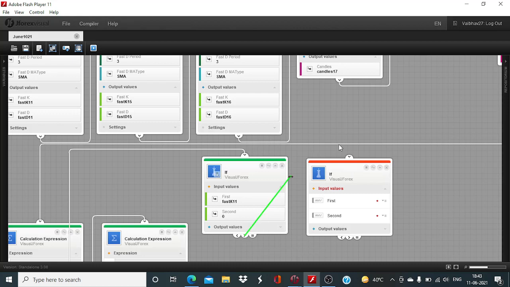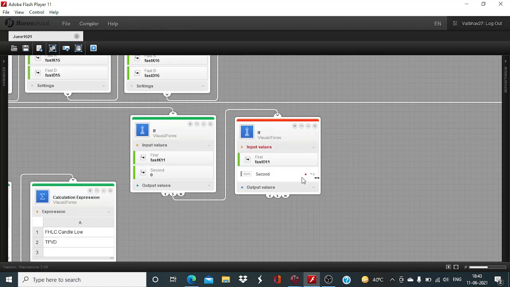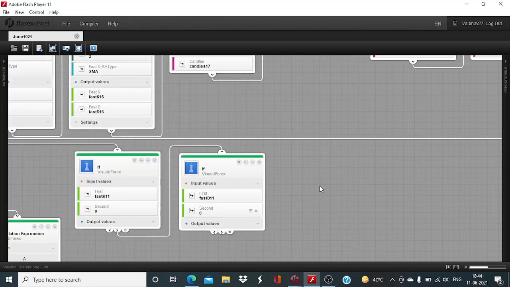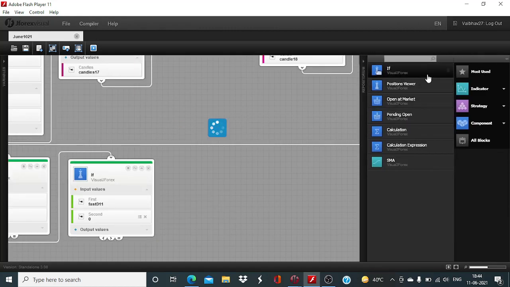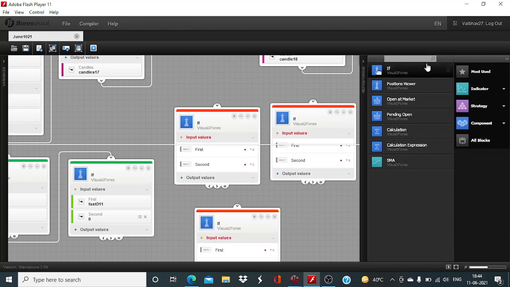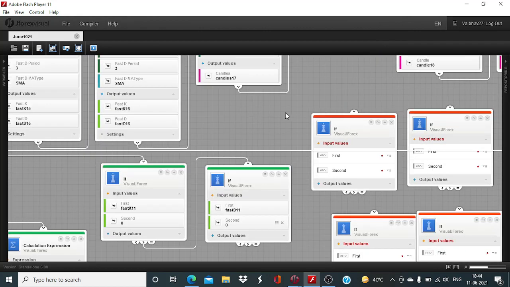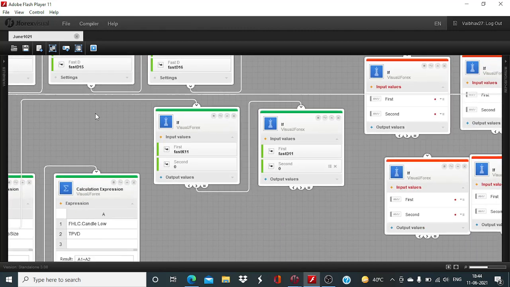First input greater than second input. Again, first input greater than second input. After that, we are going to need 4 more if blocks to define the conditions for these two stochastic blocks.